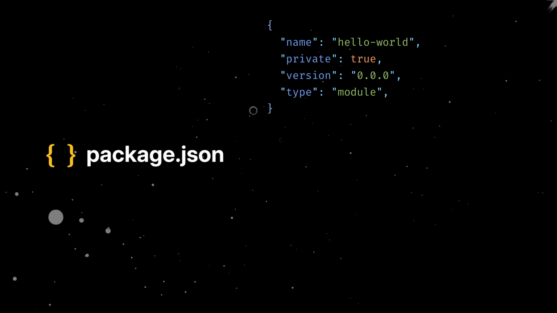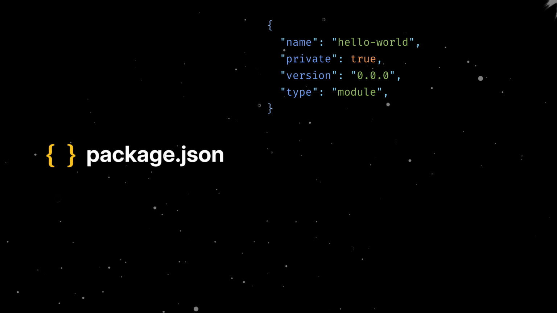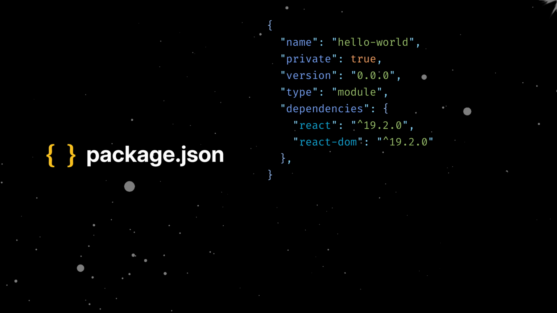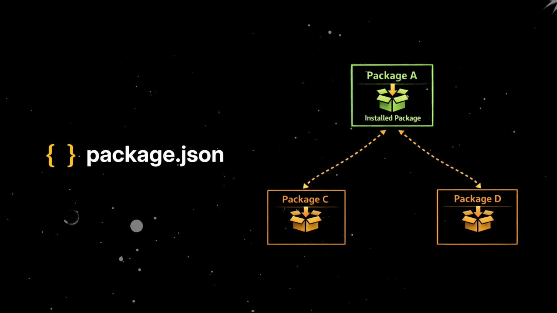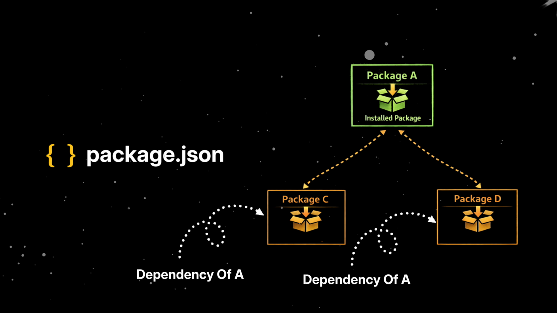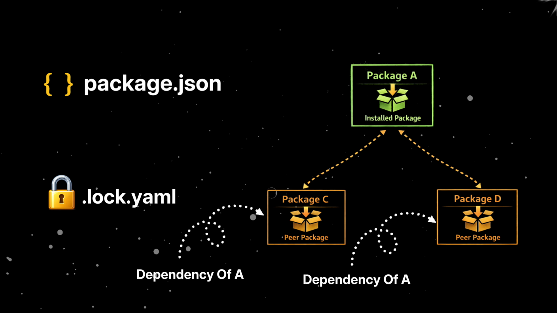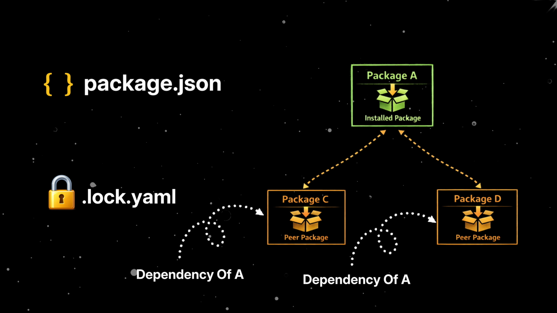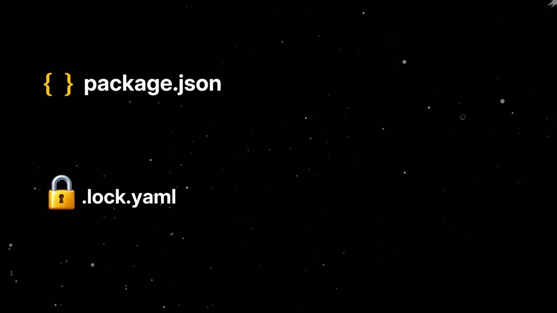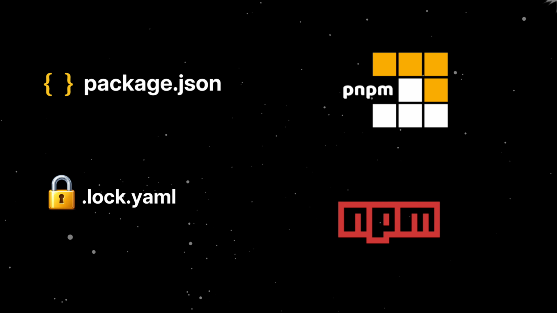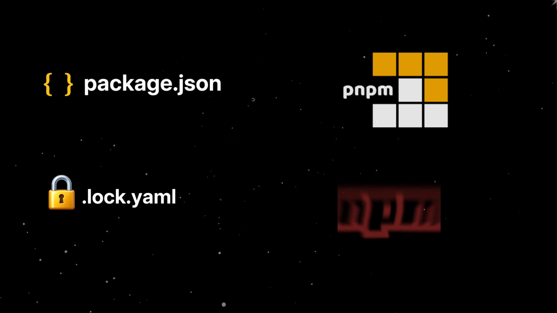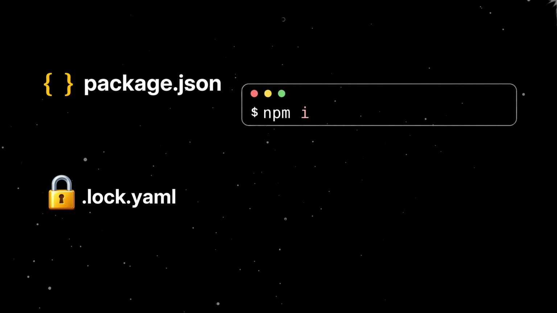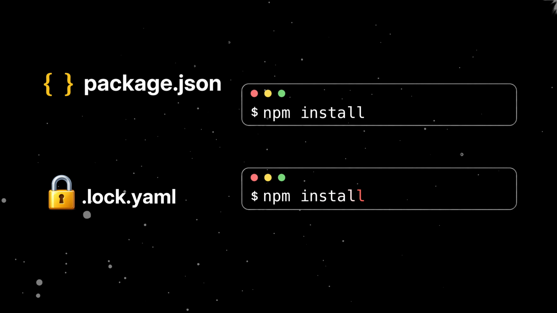Picture it in this way. It's like a library's index. It lists all the top-level dependencies of the project. As any package that you install may also have its own dependencies, which are known as peer or transitive dependencies, a lock file is constantly managed and updated by your chosen package manager. In fact, it's automatically updated every time you install dependencies by running either npm install or npm install followed by the package name.